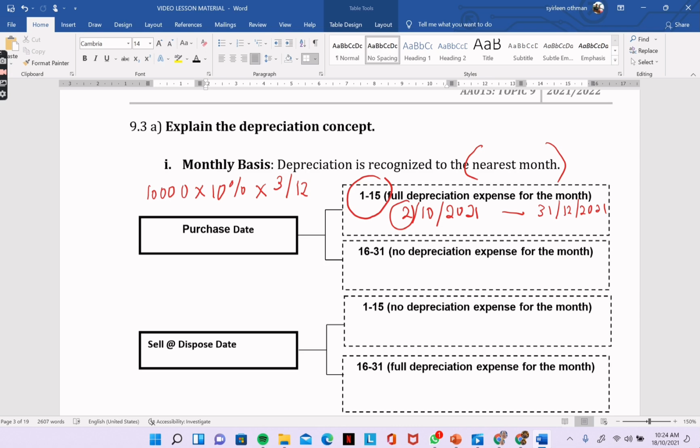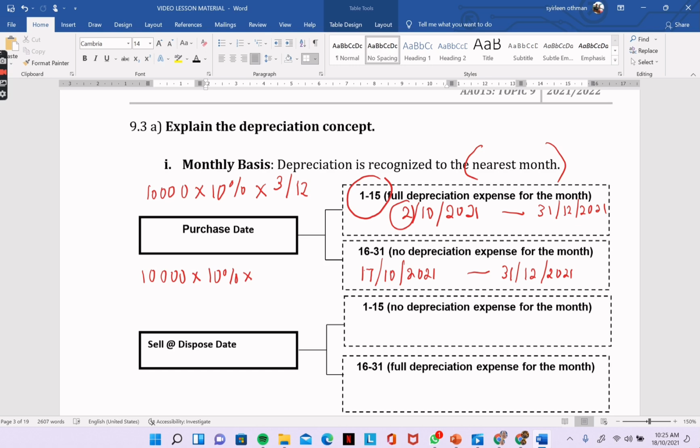So let's say the asset is purchased within 16 to 31st for that particular month. Okay, let's say saya beli 17 hari bulan 10 2021 and my closing date is on the same date lah. Okay, that will be 31st of December 2021. Okay, so how many months will be calculated for the depreciation expense for that particular year? Okay, so let's say we are still using the same data. So the asset cost is 10,000. The depreciation rate using straight line method is 10%.